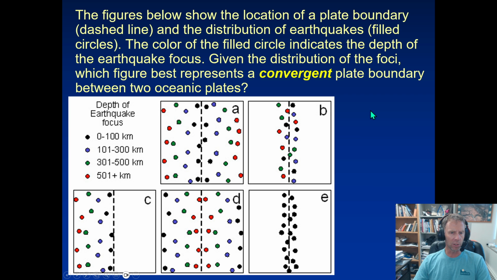So what you need to do here is figure out which one of these shows the pattern we would expect to see at a convergent plate boundary between two ocean plates. I guess the big hint I can give you here, to make your chances a little bit better of getting it right, is that when we looked at this last time for the divergent plate boundary, the answer was E. So this option here is the pattern of earthquakes for a divergent plate boundary. So I would encourage you to take that one off the table. So you've got a 25% chance if you just randomly guess A, B, C, or D.